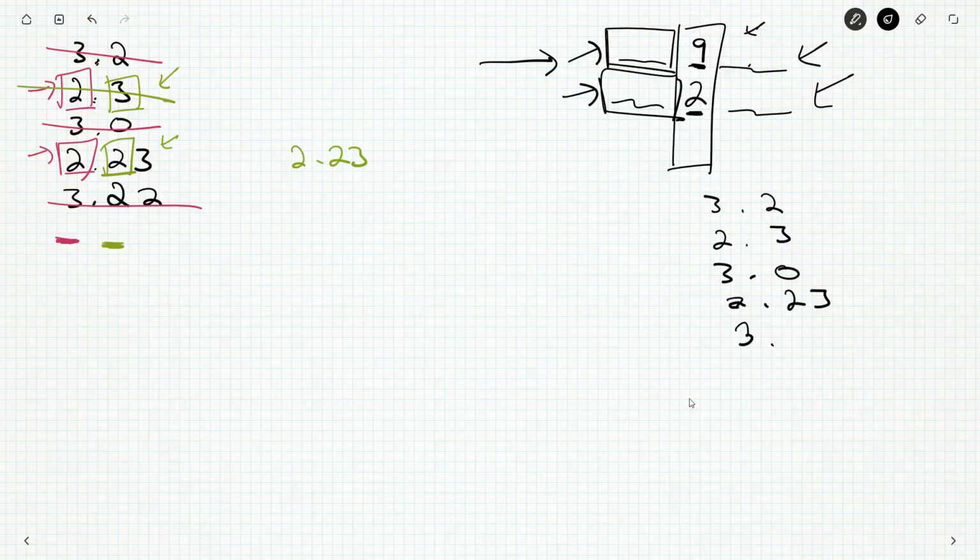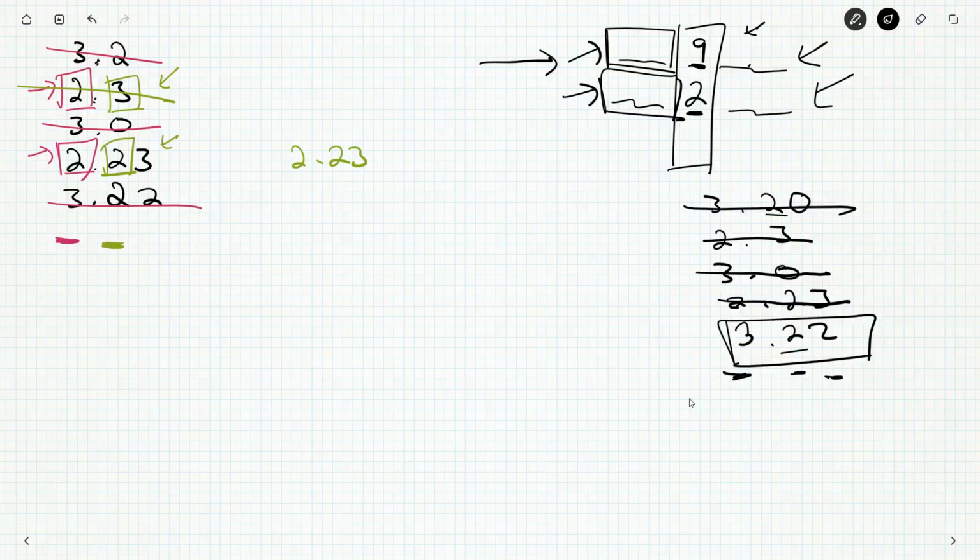I come along to the ones column. The 2s are less than 3s, so 2.3 and 2.23 can't be the biggest. Then in the tenths column, I see two 2s and a 0. Well, 0 is less than 2, so 3.0 can't be the biggest. Finally, in the hundredths column, 3.2 doesn't have anything there, but we can always add a placeholder 0. 0 is less than 2, so 3.22 is the biggest number.